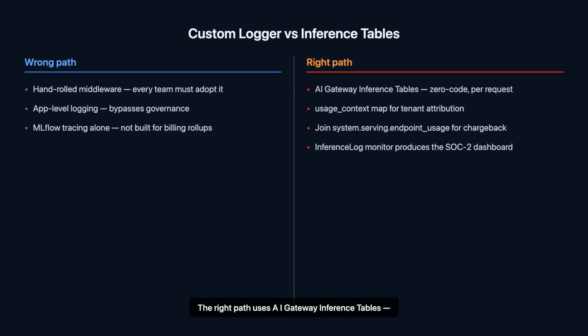The right path uses AI gateway inference tables. They capture every request with no client code change. Attach a usage context map for tenant attribution. Join system.serving.endpoint usage for the chargeback math. Then attach an inference log monitor on top to produce the SOC2 dashboard automatically. That's exactly what Data wired up in episode 19.